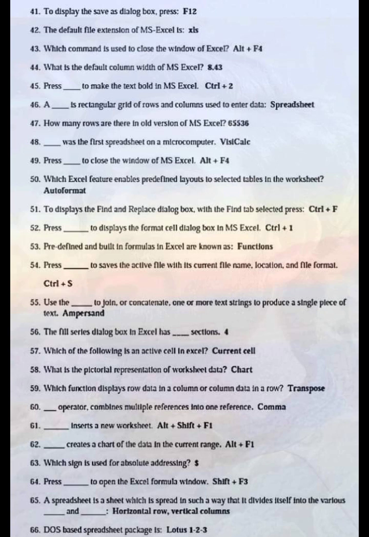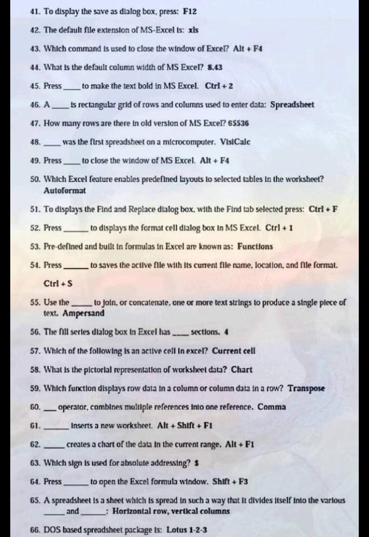Which of the following is an active cell in Excel? Current cell. What is the pictorial representation of worksheet data called? Chart. Which function displays row data in a column or column data in a row? Transpose. Dash operator combines multiple references into one reference: comma. Dash inserts a new worksheet: Alt plus Shift plus F1. Dash creates a chart of data in the current range: Alt plus F1.